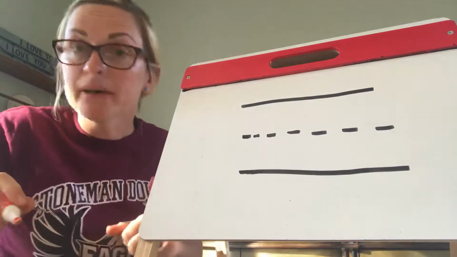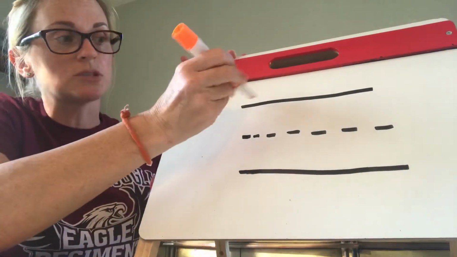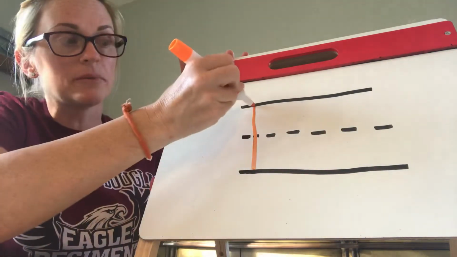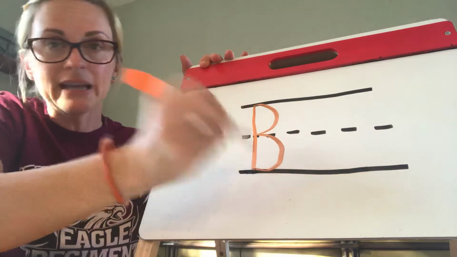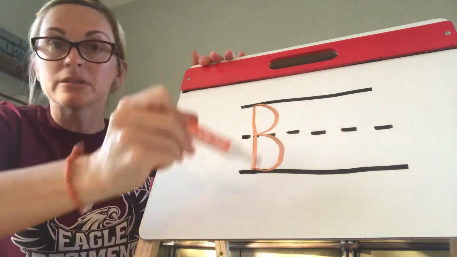When I make my uppercase letters, I always start on the top and I make sure that I go from top to bottom. So I'm going to do a big line down. Then I'm going to frog jump, little curve, right? Uppercase letters are tall, they're big. They go from top to bottom.